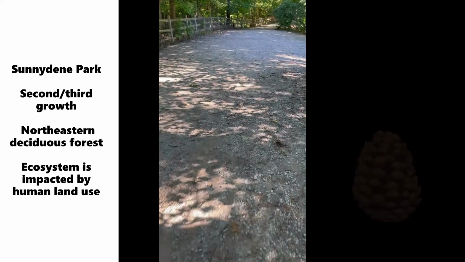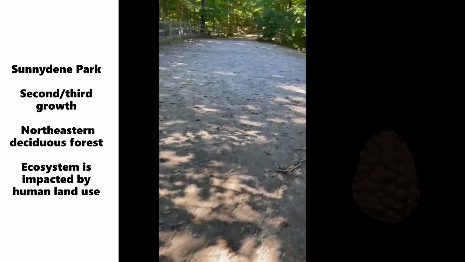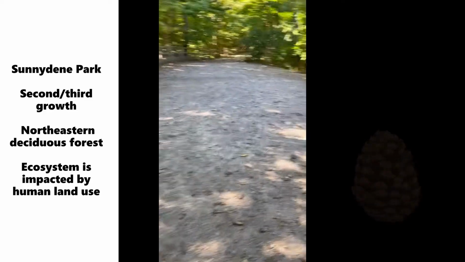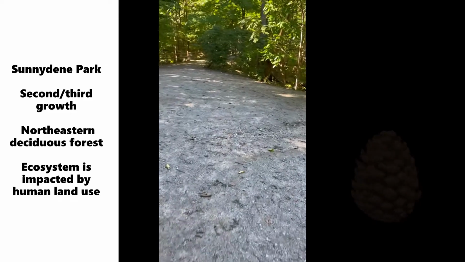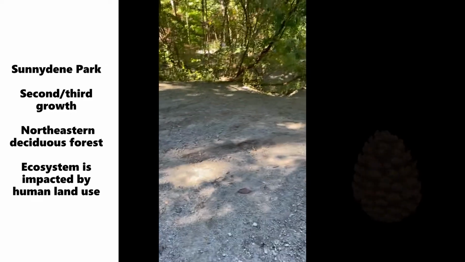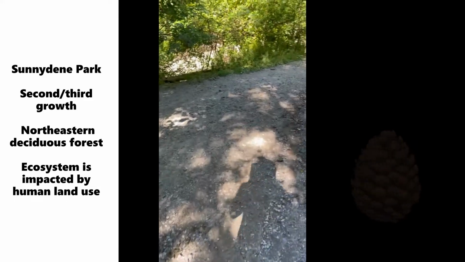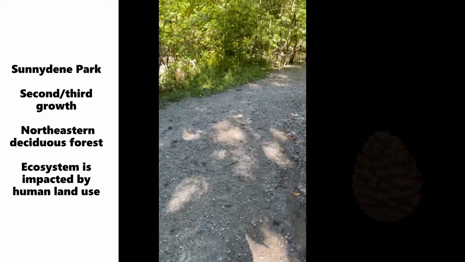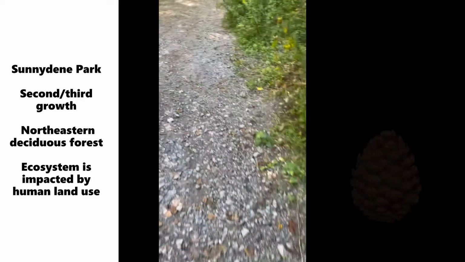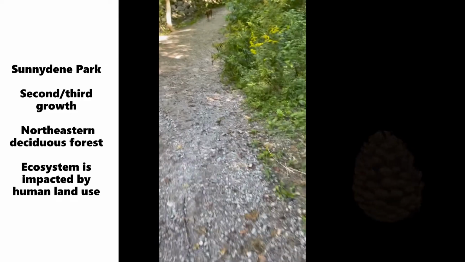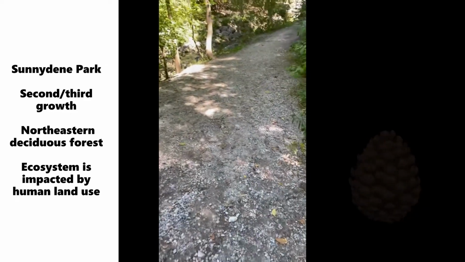Heading down into Sunnydene Ravine in Toronto, and though most of Ontario forests are second and third growth, meaning that the tree populations have been deforested and reforested, regrown two or three times, even though these forests are not old growth, they are still significant for the ecology here.